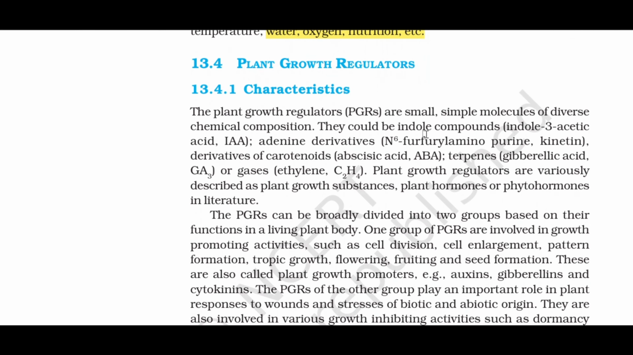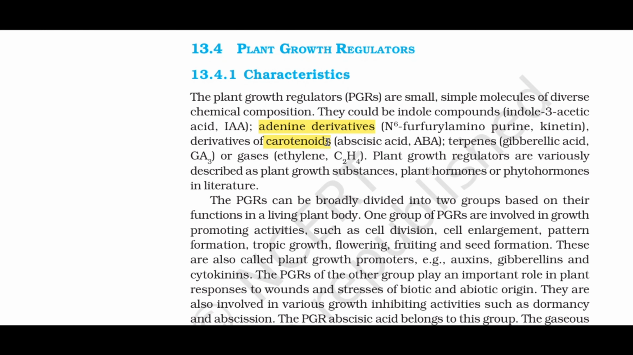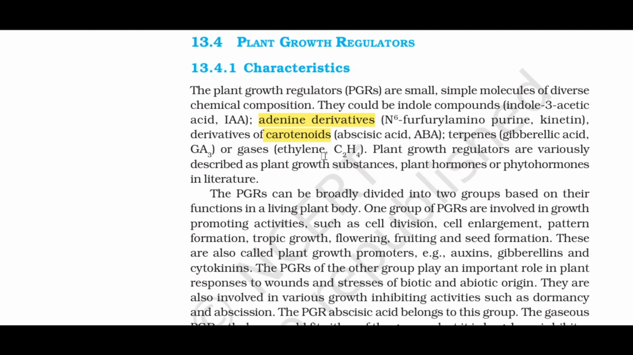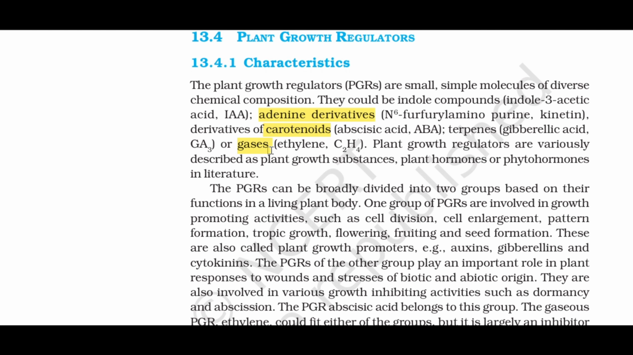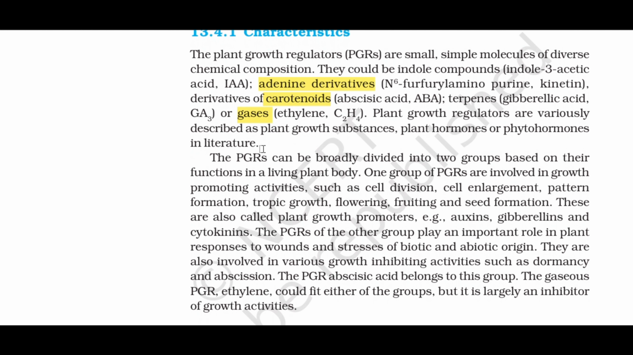Plant growth regulators. Characteristics. The plant growth regulators, PGRs, are small, simple molecules of diverse chemical composition. They could be indole compounds, indole-3-acetic acid, IAA; adenine derivatives, N6-furfurylaminopurine, kinetin; derivatives of carotenoids, abscisic acid, ABA; terpenes, gibberellic acid, GA3; or gases, ethylene, C2H4. Plant growth regulators are variously described as plant growth substances, plant hormones or phytohormones in literature.